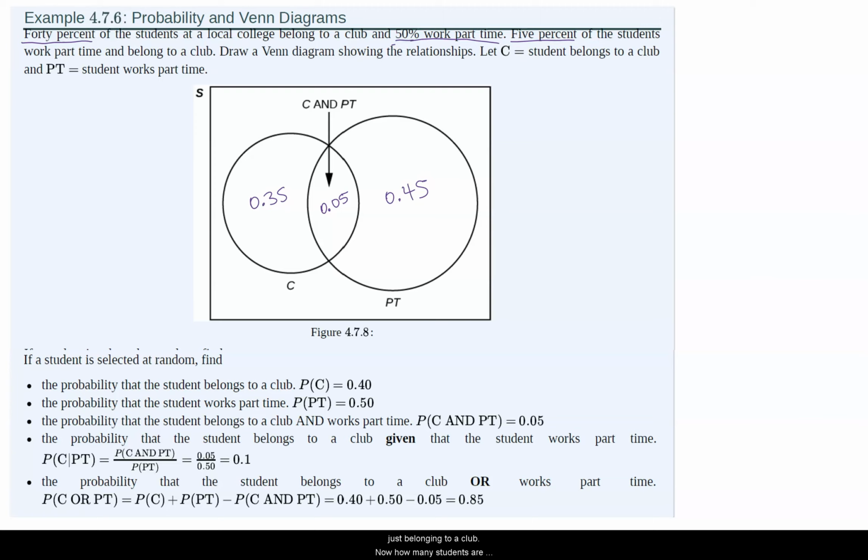Now, how many students are neither in a club nor work part-time? Well, if I add up the probabilities I currently have inside the circles, I get 85%. And if I subtract 85% from 100%, I get 15%. So I know that there are 15% outside that do not belong to a club.